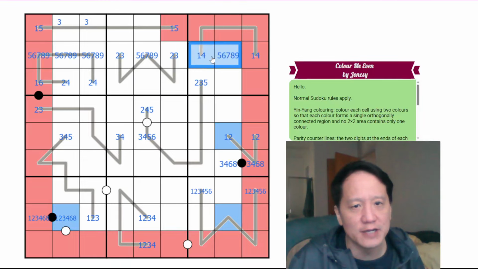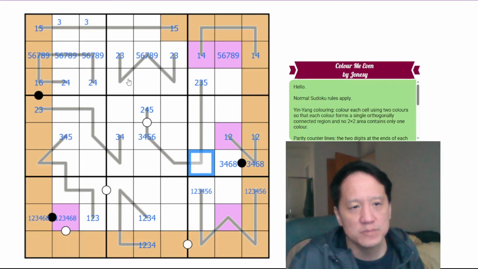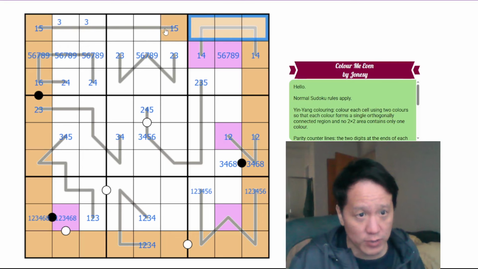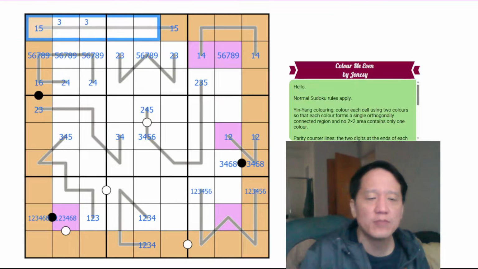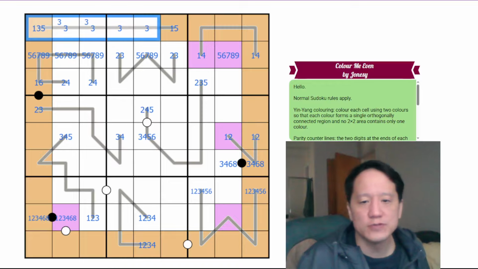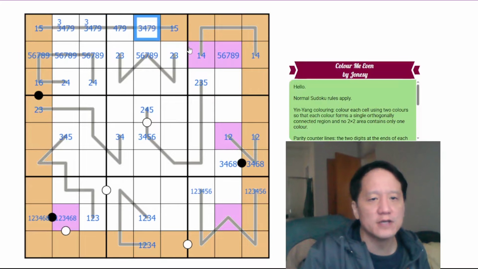But the coloring is not matching. Maybe I should just stick with orange and pink. So this is 1-5, 1-5. That means all of these must be even, because we have 2 odd digits, and we have guaranteed 5 odd digits here. So we know we have 3, 4, oops, I don't know how I included that one. We have 3, 4, 7, 9 remaining. This can't be 3.